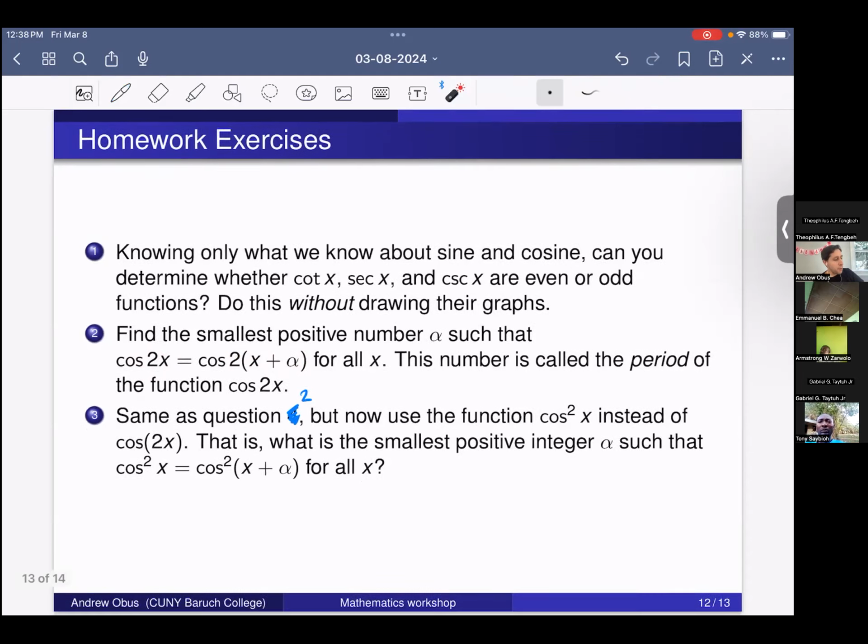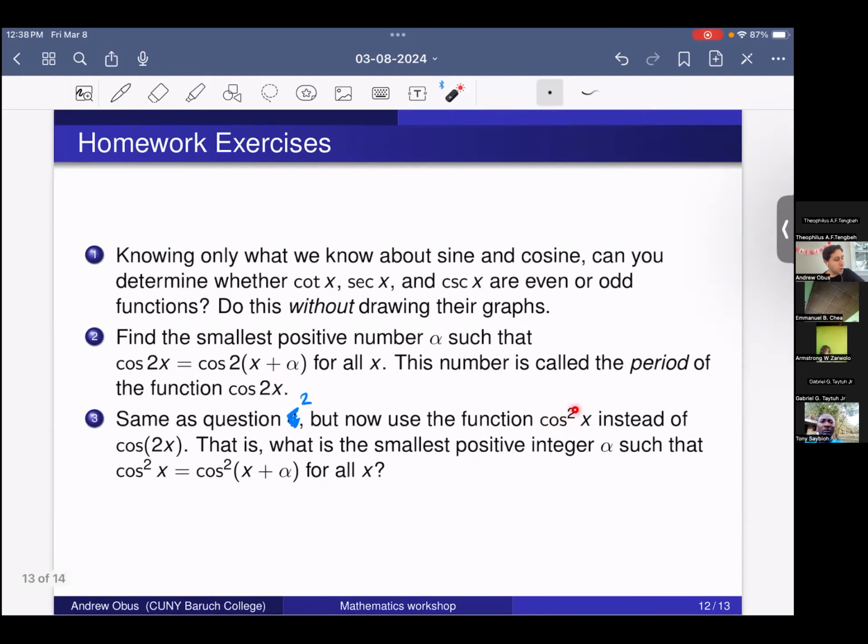So here we have the same question, but now for the function cosine squared of x instead of cosine of 2x. So what is the smallest positive number alpha such that cosine squared of x equals cosine squared of x plus alpha for all x? Sorry, this shouldn't say integer, it should just say number. Okay, smallest positive number. Okay. So those are the homework questions for this time.